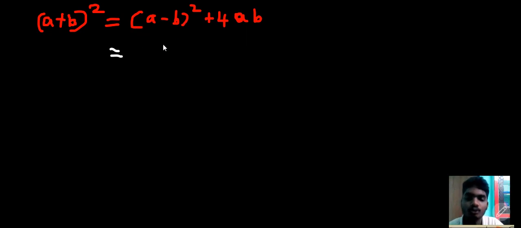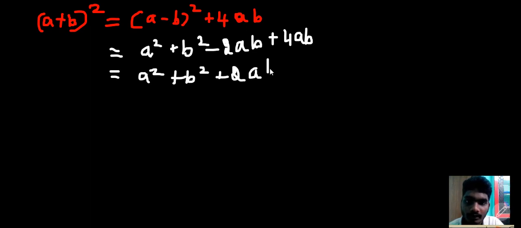So a minus b whole square is a square plus b square minus 2ab, plus 4ab. This is the right hand side. By doing this, we get a square plus b square plus 2ab. Right or wrong? Whether I am right or wrong? 2ab. This is equal to the LHS, so LHS and RHS are both the same, right?